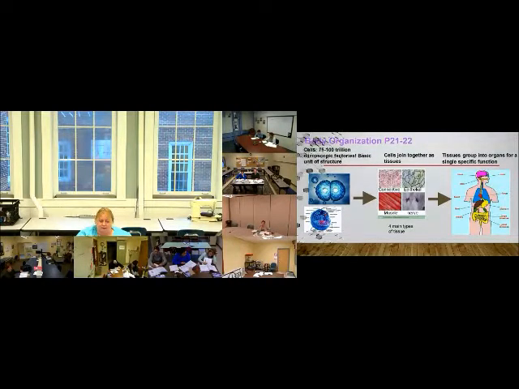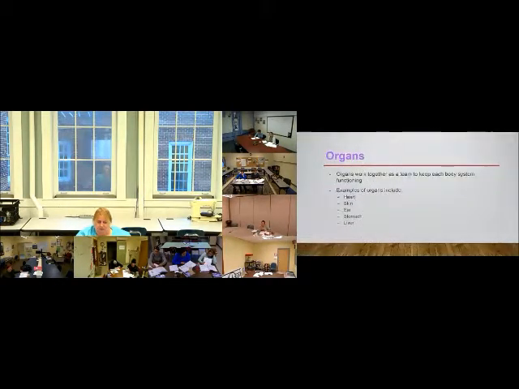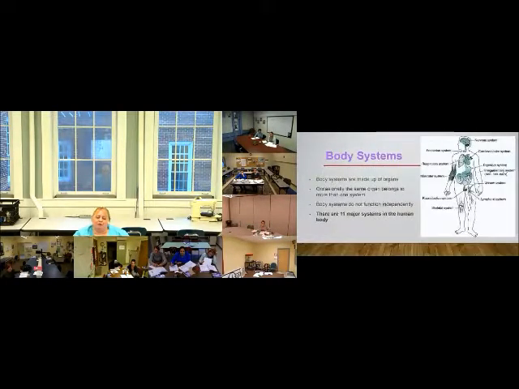And then an organ system. Organ systems are organs that work together to function, carrying out one function or a single group of functions. So a body system is made up of organs, and organs may belong to more than one body system. And there are 11 major systems in the human body that we're going to look at.